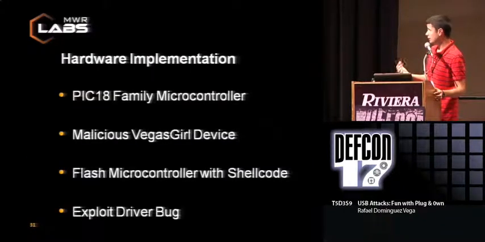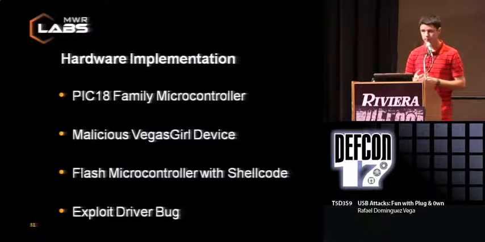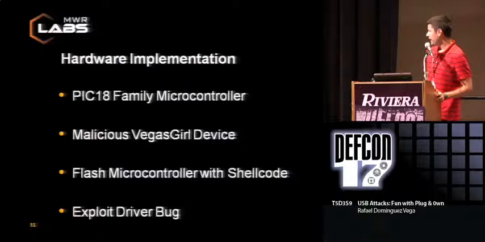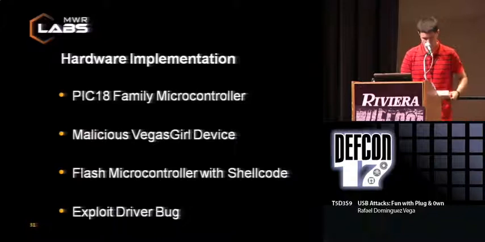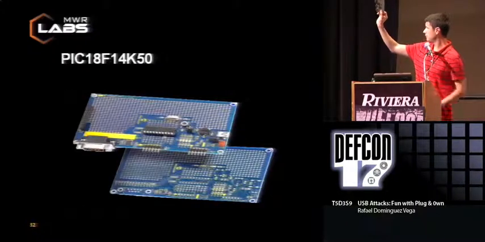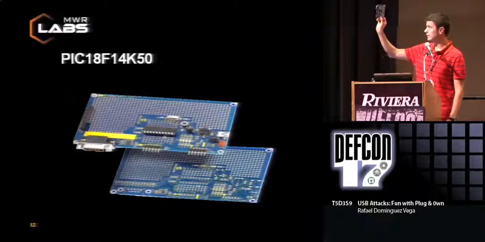So what I did, I implemented this exploit in a hardware device, and I used a PIC-18 family microcontroller, which is relatively easy to program, and there are a lot of guides out there to do this. I implemented the malicious Vegas Girl device. I flashed the microcontroller with the shellcode in order to exploit the device driver. And the device, my little baby, looks something like this, which I will show here: a PIC-18 F14K550.